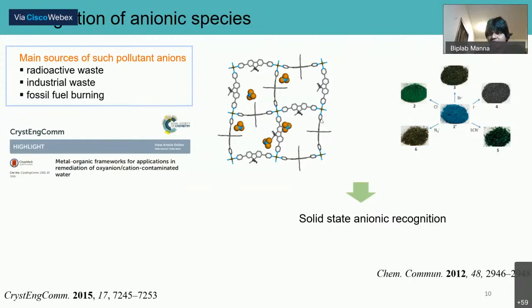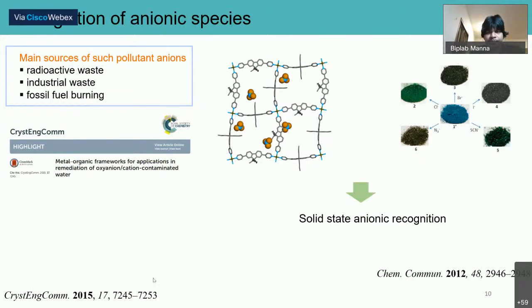I have shown here one example where there are nitrate anions in the framework, and when the nitrate is replaced by other anions, for example azide, chloride, bromide, iodide, thiocyanate, you can see different colors. This different color is observed because of the host-guest interaction, and the metal center is copper. The interaction happens with the different anions, giving rise to different colors in the product. That is called solid state anion exchange.